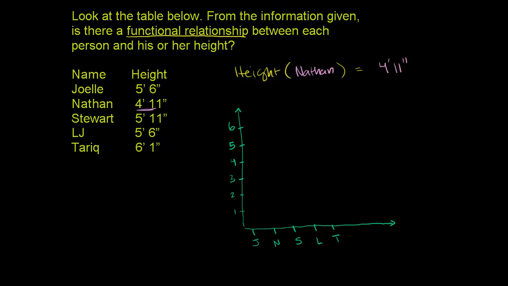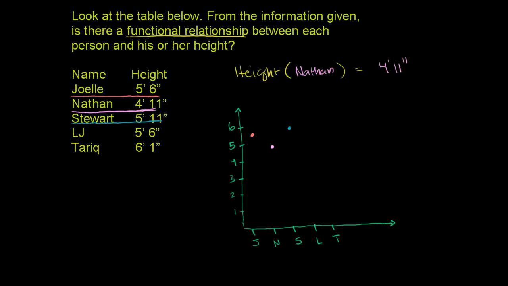So let's plot them. Joel's height is 5'6", so 5'6" is right about there. Then you have Nathan. Let me do it in a different color. Nathan's height is 4'11". We will plot him right over there. Then you have Stuart. Stuart's height is 5'11". He is pretty close to 6 feet. Let me make it a little lower, 5'11".